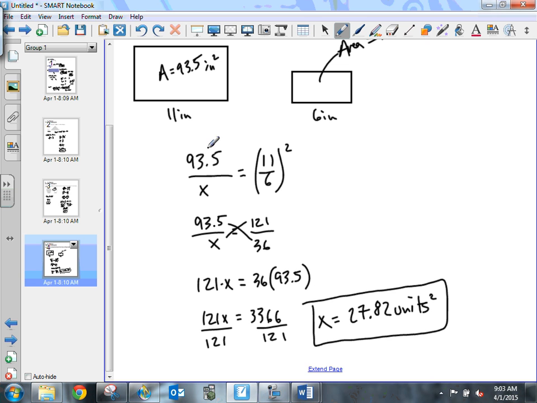So again, guys, I'm just setting up this proportion each time. Area of the big over area of the small is equal to the scale factor, that whole thing squared. Okay, if you're able to do that and use your algebra, you should be just fine with this.